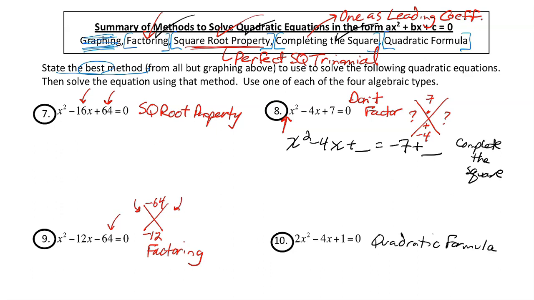Quadratic formula is helpful when it's not factorable or when you have a leading coefficient that isn't a 1. 7, 8, and 9 all had a 1 as the leading coefficient. Quadratic formula is a good approach when you don't have a 1 as the leading coefficient. Here we have a 2. So as a try this, see if you could solve for x in 7, 8, 9, and 10.